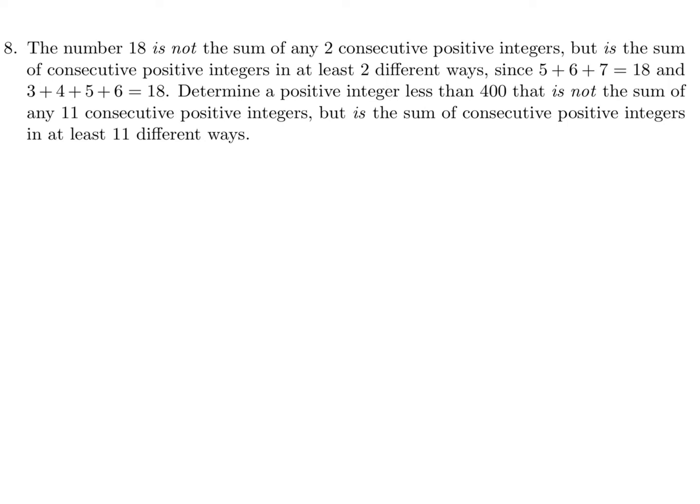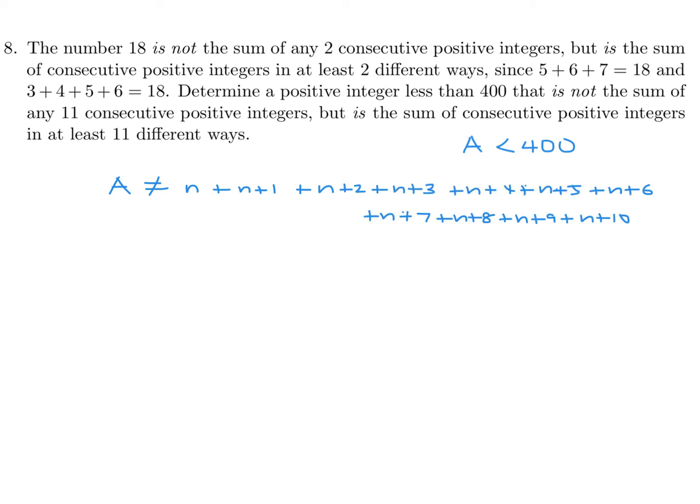Let's concentrate on the fact first that this number, whatever it is, let's just call it A, and A they're saying is less than 400, is not the sum of any 11 consecutive positive integers. So A is not the sum of 11 consecutive positive integers. Let's just start off with n being the first one, and therefore n plus 1, n plus 2, and so on. So that is 11 consecutive positive integers.